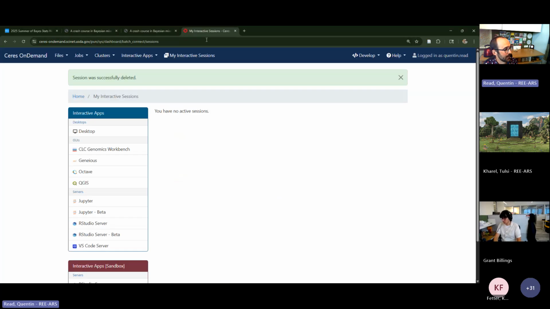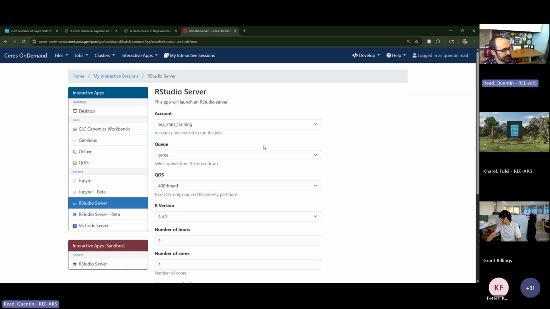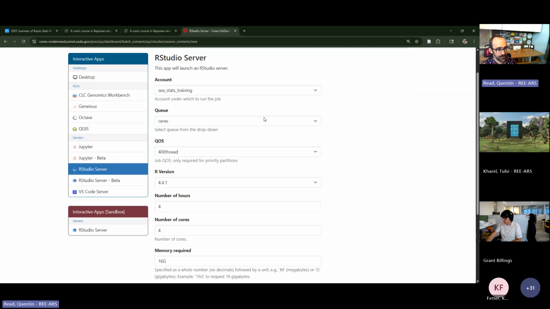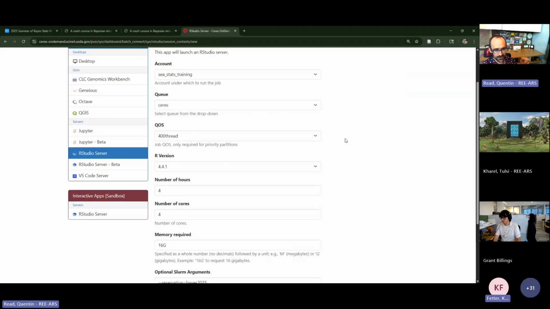So let's go, everyone, if you can, log into Ceres on SCINet, or if you're using your local machine. And I'm going to go ahead and start an RStudio Server session, just like we did last week. So these options should still be there from last time. If you used it last time, we're going to still use the SEA stats training account in the Ceres queue, R 4.4.1.